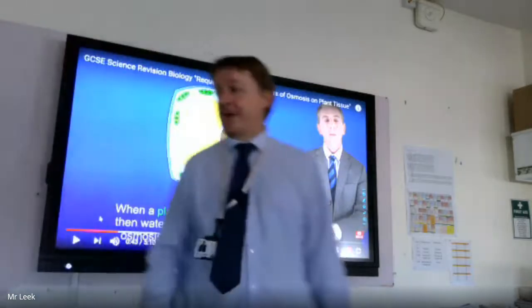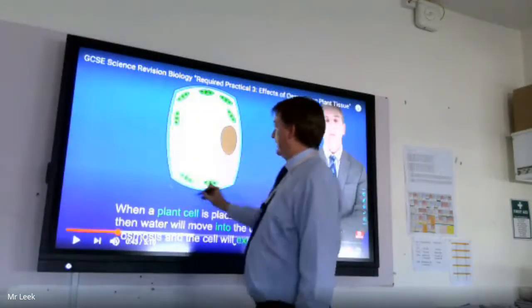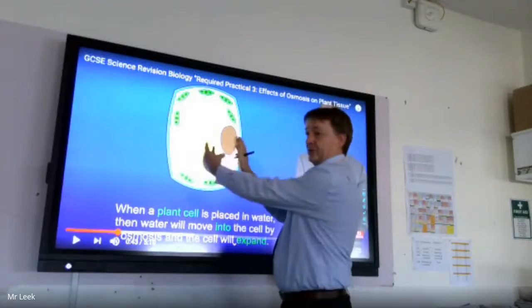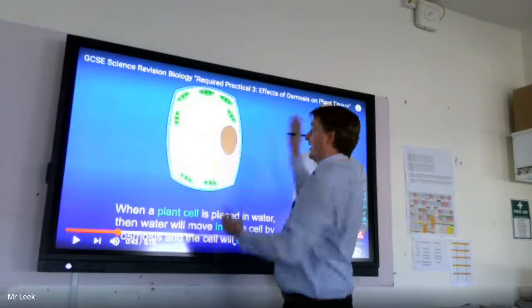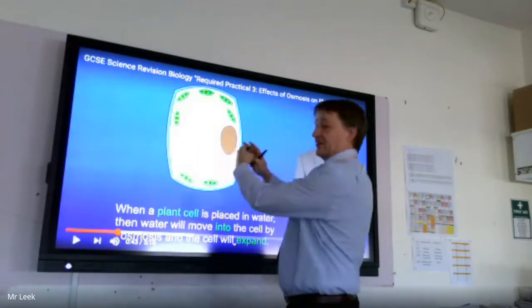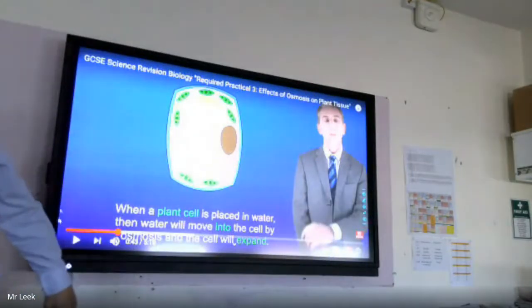So what it's talking about there is, if you've got a plant cell, the plant cell has a lower concentration of water inside and a higher concentration outside, so the water goes in. And when the water goes in, the cell swells. So it's all based on the amount of water that's actually present.